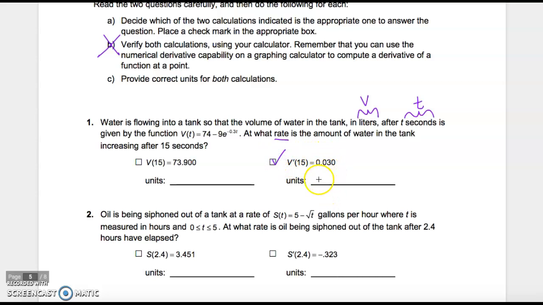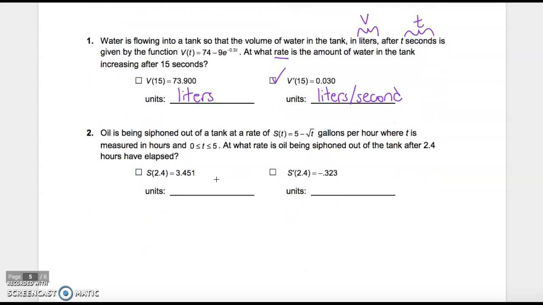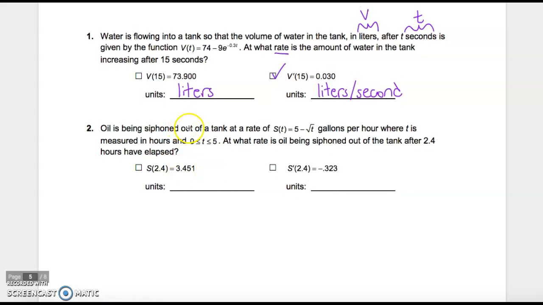And our units for that would be liters per second. Whereas this original one would just say after 15 seconds, there are 73.9 liters. So this would just be liters for this first one. Lovely. Now let's talk about this one.